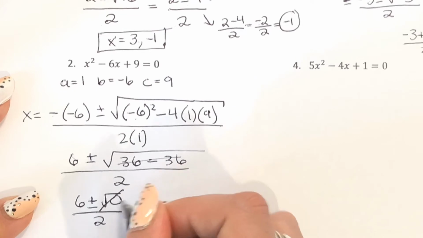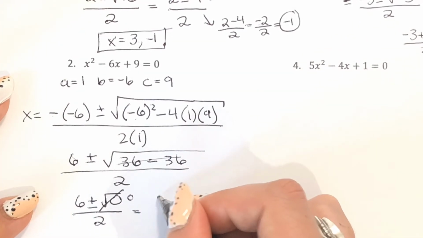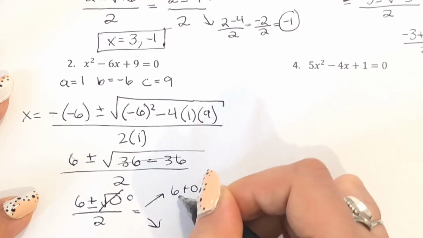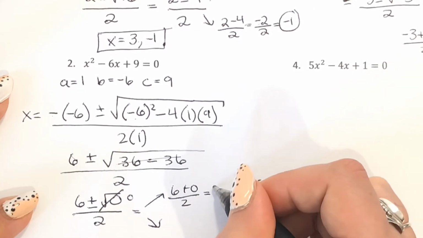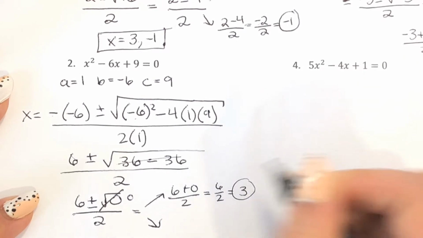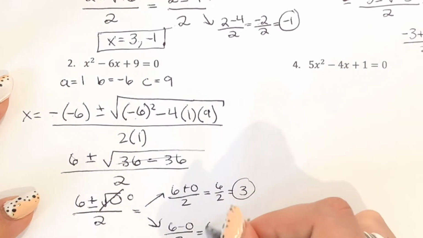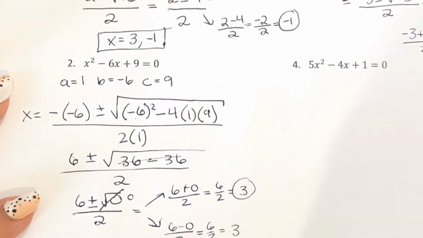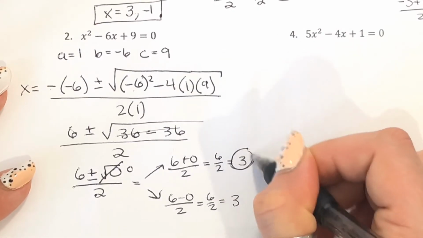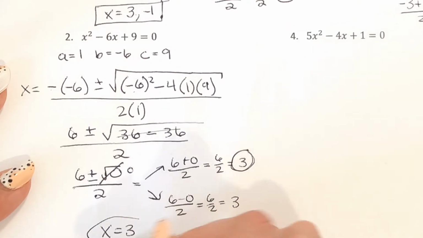Well, the square root of 0 is just 0. So this one's kind of a funny one because I'm going to get, again, 2 answers. 6 plus 0 over 2, which is just 6 divided by 2 equals 3. But then also 6 minus 0 over 2. So I get 6 over 2 again, which is also 3. We don't need to write that answer twice, so we just need to write it once. So this is one where we just have one solution. X just equals 3 would be your answer.